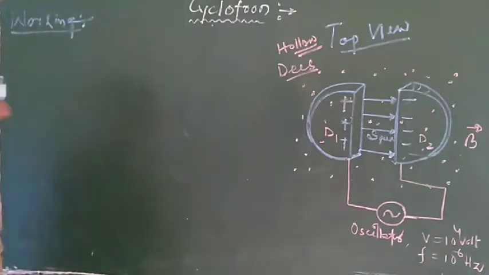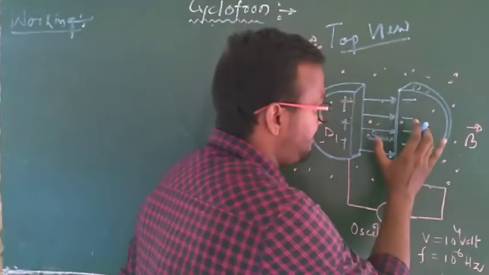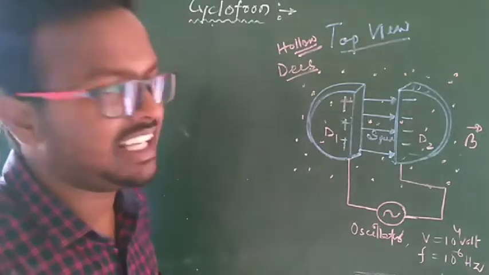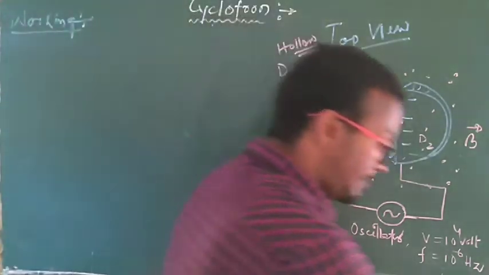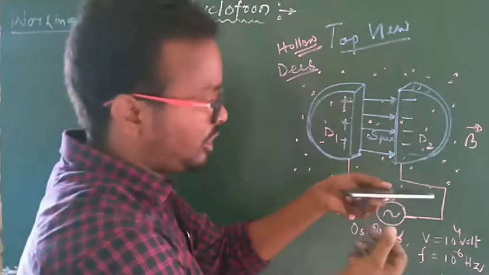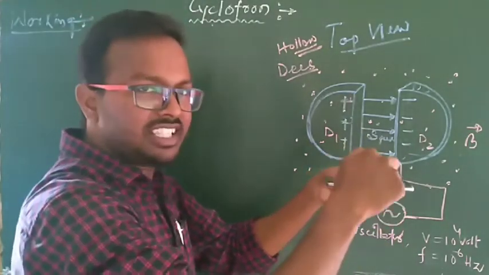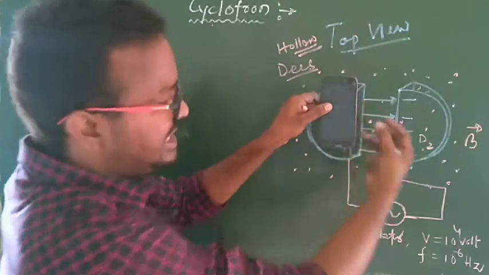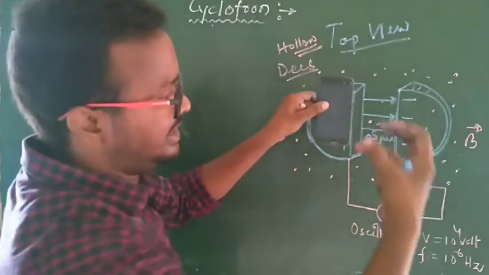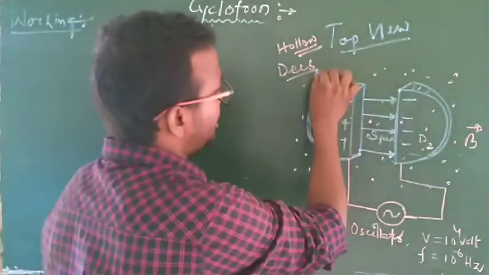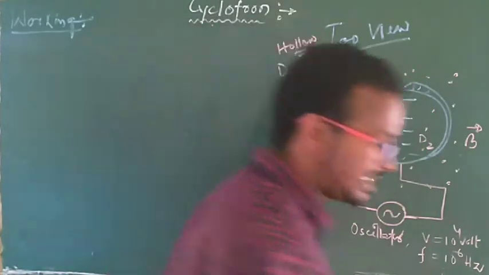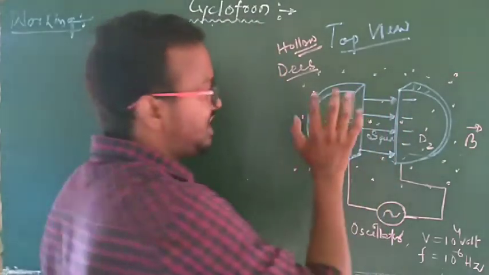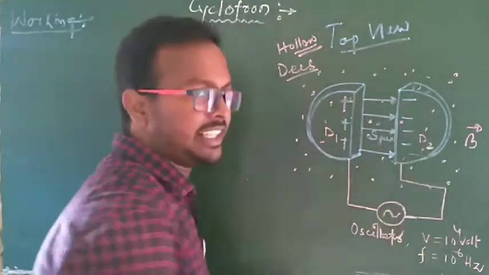Working. Clear? We know the electric field inside the two D-shaped materials is 0, and you have to always remember the magnetic field is perpendicular to this, in the outward direction, because here we place the north pole on one side and the south pole on the other. This is the direction of the uniform magnetic field. Clear? So these are the directions of the magnetic field, which is outward, and the two discs are placed in such a way that the discs are perpendicular to the direction of the magnetic field.